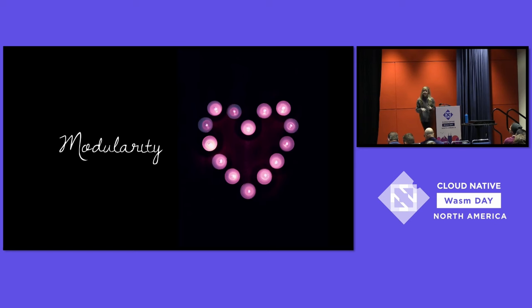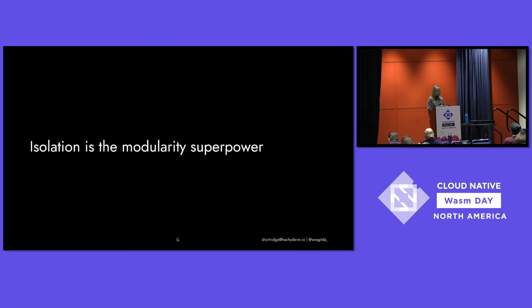And speaking of modularity, this orchard really reflects that modular architecture, right? And that's a really nice segue to talk about modularity here as a kind of macro category. Isolation is really the modularity superpower, right? When you hear modularity for systems architecture, think about isolation as the superpower to turbocharge it.